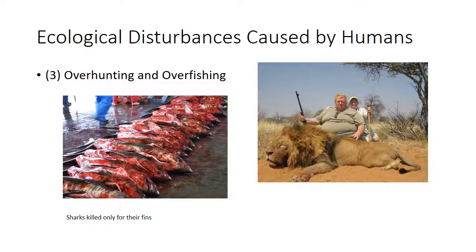Third disturbance here on the slide: overhunting and overfishing. People have been hunting for food for millenniums, right? So it's kind of deep-seated, a kind of spending time, and there is this hunting euphoria. People get excited when they chase and hunt down some animal, etc. But in reasonable proportions, there is nothing wrong with it. Yet the trouble is that it goes out of control again, out of proportion.